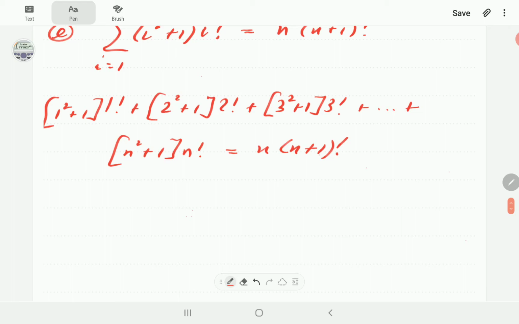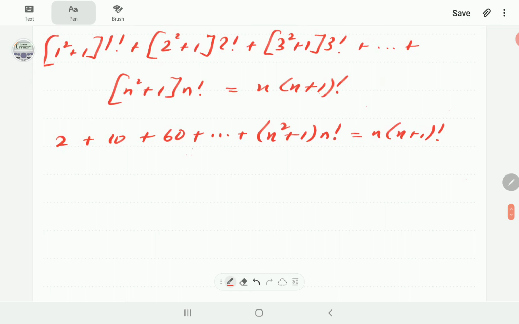Let's simplify these terms. This is just going to be 1 plus 1 times 1. This one, 2 squared is 4 plus 1, 5 times 2. It's going to be 10. This is 3 squared, 9 plus 1, 10. 3 factorial is 6. And then we have here n squared plus 1 times n factorial is equal to that. So that is our formula there.